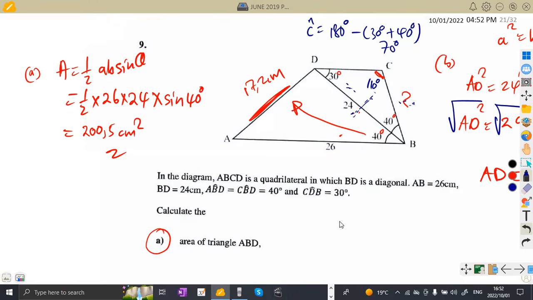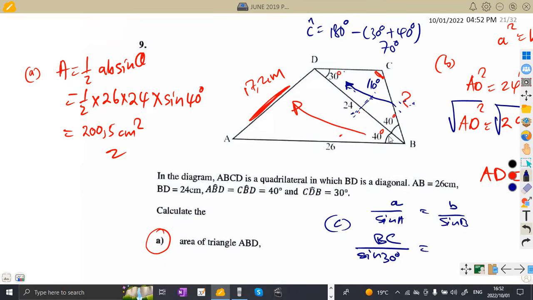So I'm going to write it here. Remember your sine rule is A over sine A is equal to B over sine B. So our A is the side that you want to calculate, which is BC. So it's BC over the sine of the angle BC corresponds with, this angle of 30 degrees. So it's going to be over sine of 30 degrees, which is equal to the other side that I'm given, which is 24. So it's going to be 24 over the sine of the other angle, which is 110 degrees.